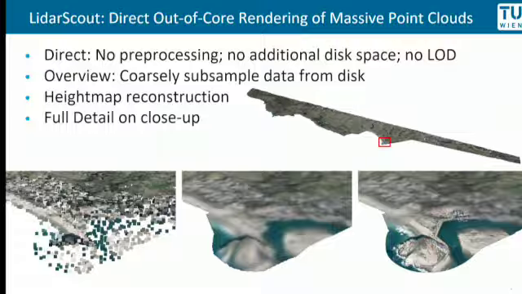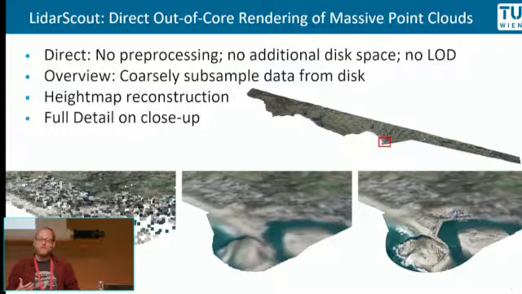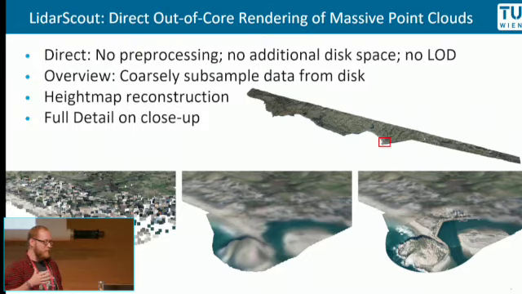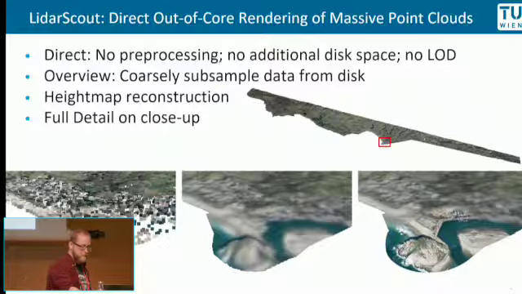On the bottom left here, just a couple of points, but we cannot really see what's going on. So the next thing we do is the height map reconstruction, where we approximate the height map. It gives us a much better idea of what's going on in this region. And if you zoom in close enough, then we start loading the full resolution point cloud data from the files. That way you can already explore the entire point cloud up to the full resolution.